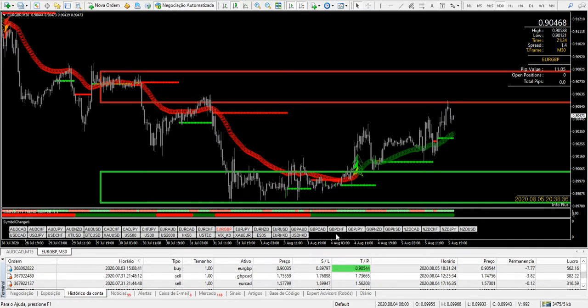Okay. Why did I take this trade? Well, just follow the rules. Look at that. The buy signal, green short-term trend, green long-term trend. Okay. That's the fourth rule.